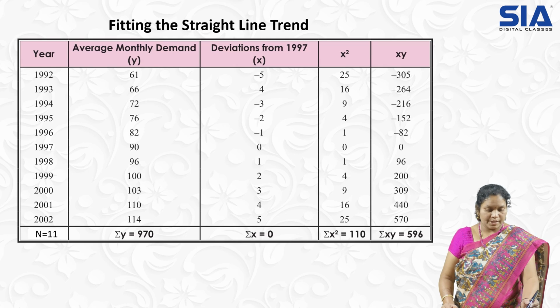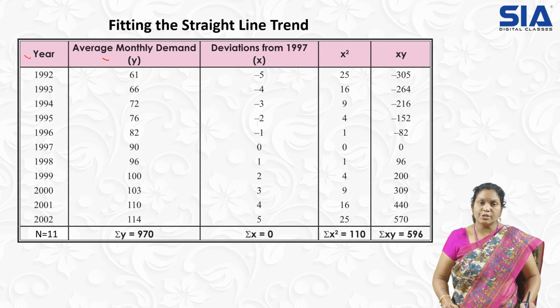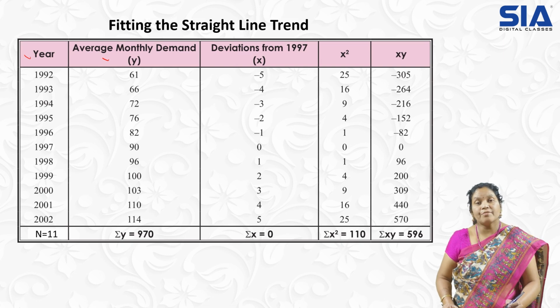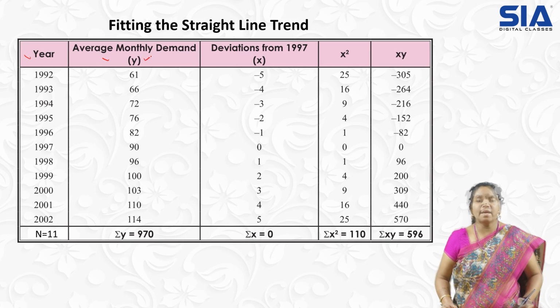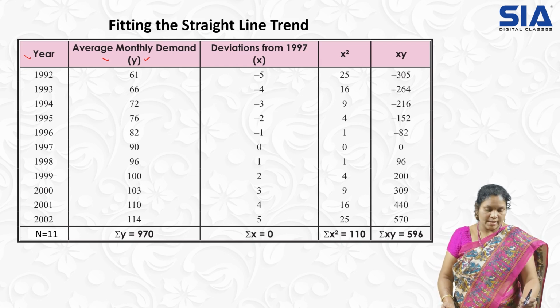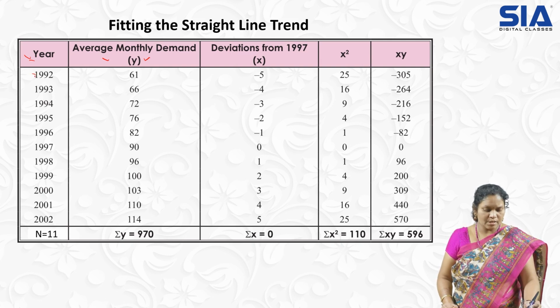Check it out. First, I have considered the years as they are, and the average monthly demand as it is, in the first two columns. The second column, the average values, we consider as the y column. Generally we have x and y, right? So the y values are the demand values and the year values are the x values. Now just count how many years we have. That becomes your capital N. We have 11 years from 1992 to 2002. So N is equal to 11.